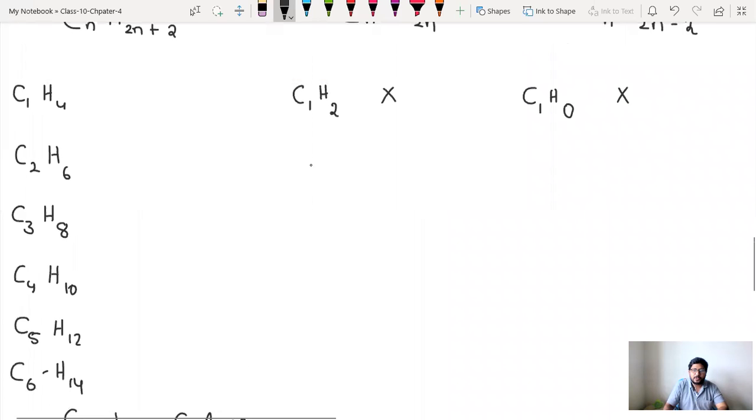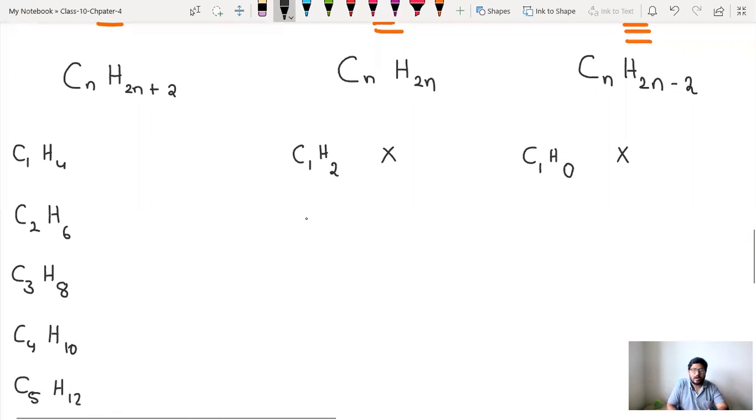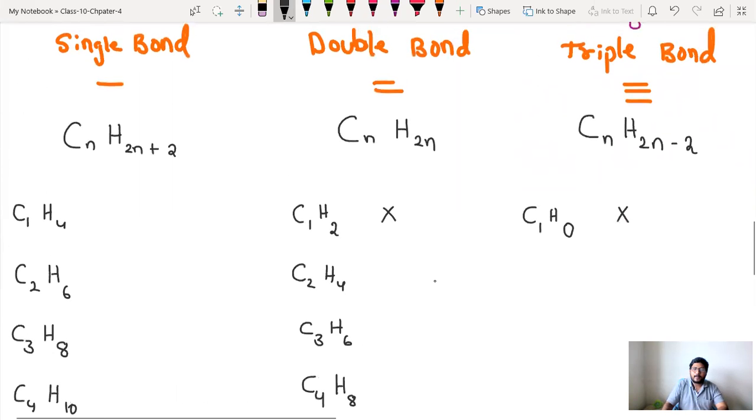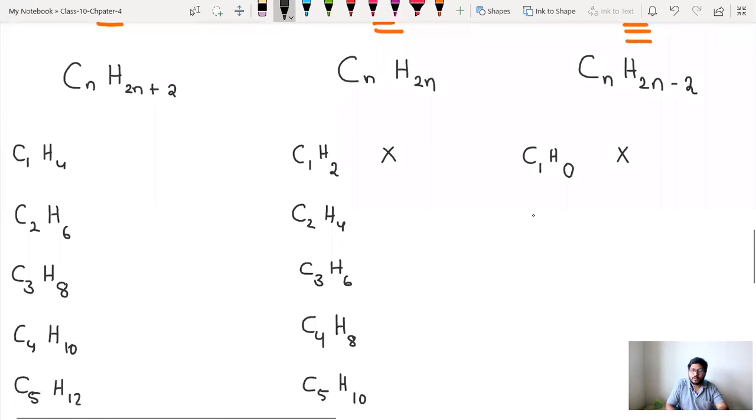Now substitute 2 in the alkene group. C2H, 2 into 2 is 4. C3H, 3 twos are 6. C4H, 4 twos are 8. C5H, 5 twos are 10. C6H, 6 twos are 12. Now substitute 2, 3, 4, 5 in the alkyne group.